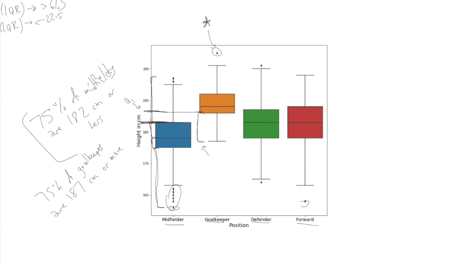The next 25% up to median in this range, next 25% up to maybe 191, and then the last 25% up here. So if we look at a pretty tall midfielder, right, somebody who's taller than 75% of midfielders, they're probably still shorter than a short goalkeeper. So anyway, this is just an example to show how if we have multiple box and whisker plots comparing the same variable, they're all comparing height, but across different categories, we can visually see how those things compare.